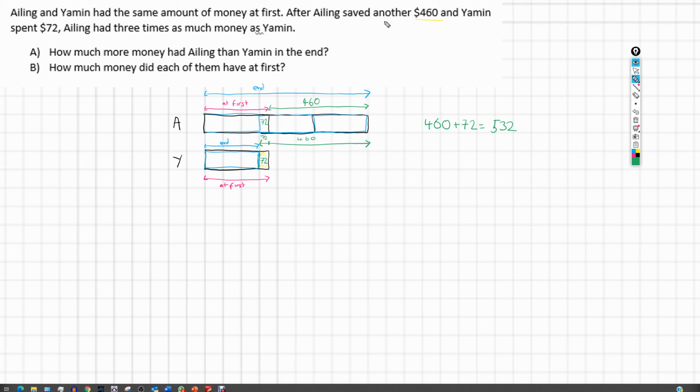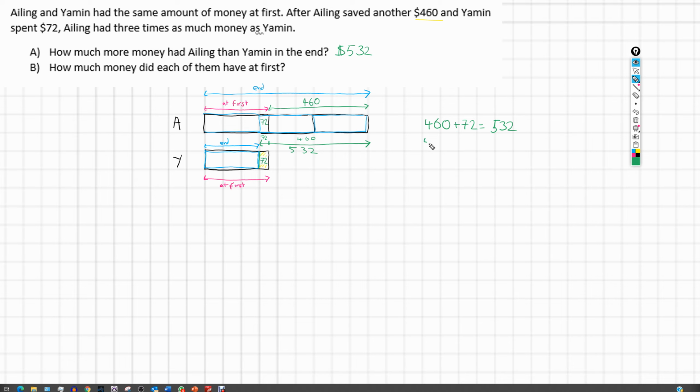Okay, so that's actually our first answer. How much more money had Ailing than Yamin in the end? And that is $532. So we now know the value, okay, so this is actually 532, these two equal size pieces. So we can then work out the value of each of these and this.